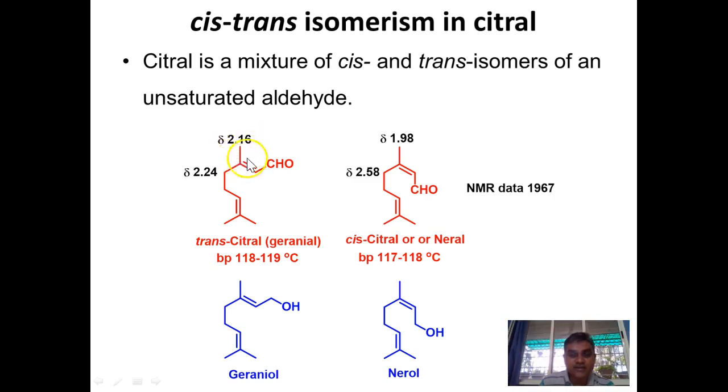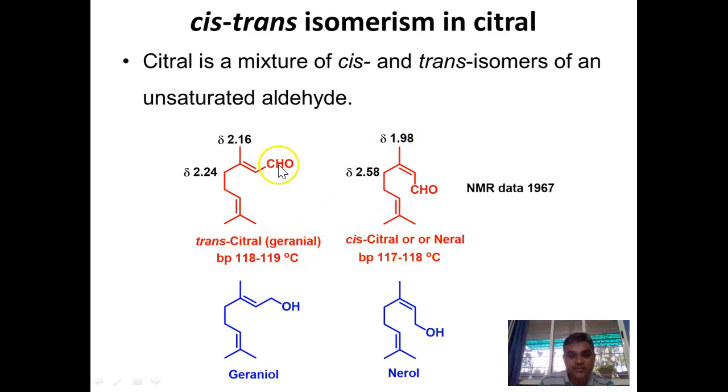This is a vinylic methyl group. This is also a vinylic methyl group. Here in the case of trans, that is geranial, this methyl group is deshielded due to the anisotropic effect of CHO, that is the carbonyl group. Whereas this anisotropic effect is not available to this methyl group. Therefore, this is shielded to some extent compared to this methyl group. That's why this methyl group appears around 2.16, whereas this methyl group appears at 1.98. So this is a clue to differentiate between trans-citral and cis-citral, that is geranial and neral.